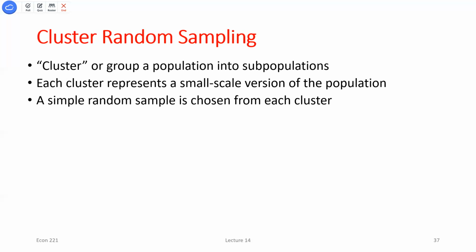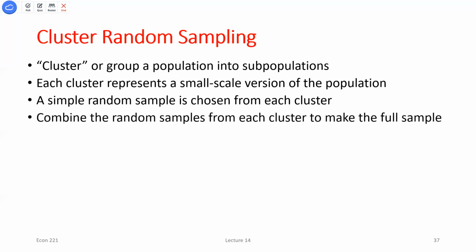So I'll randomly sample from each state or from each cluster. I'll then throw them all together. Same kind of idea as we were doing with stratified random sampling. And now I've just got a sample I can guarantee matches up with the population breakdown of the US.